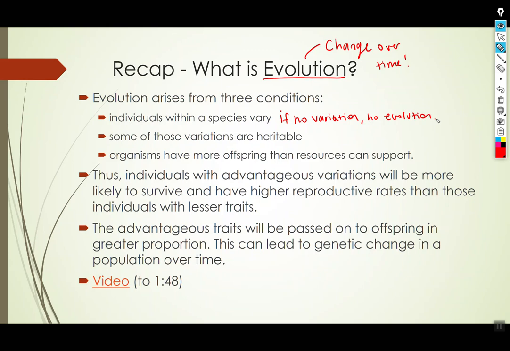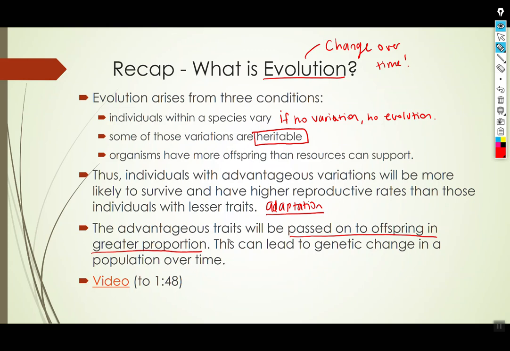Some of those variations are heritable. Changes can happen that are not transmissible to subsequent generations. So we call variations that are transmissible heritable, meaning that offspring can inherit them from their parents. Thus, individuals with advantageous variations will be more likely to survive and have higher reproductive rates than those with lesser traits. So adaptation is favored. And assuming those adaptation traits are heritable, they'll be passed on to offspring in a greater proportion.